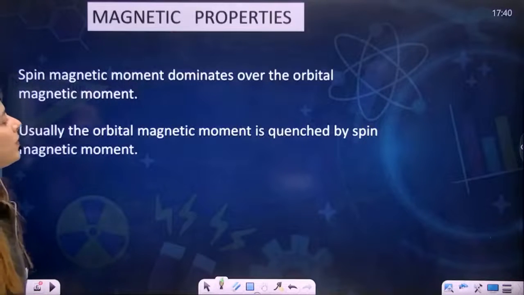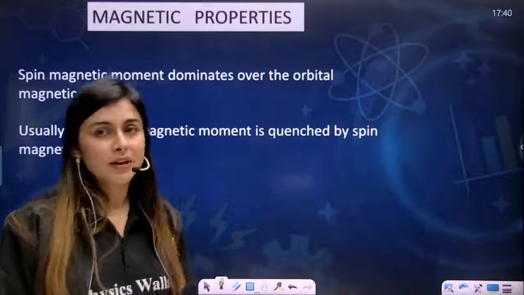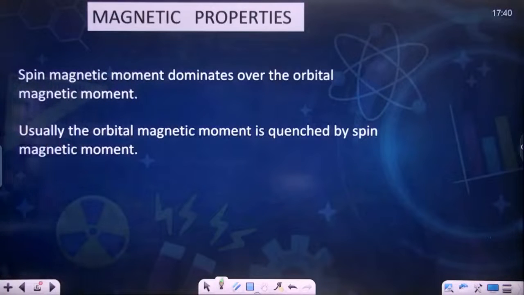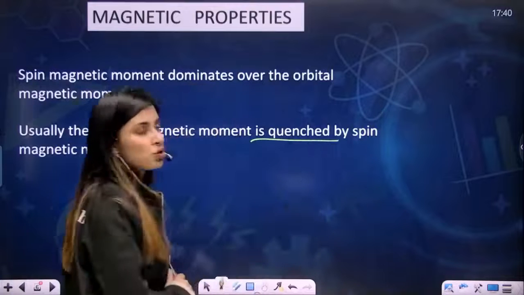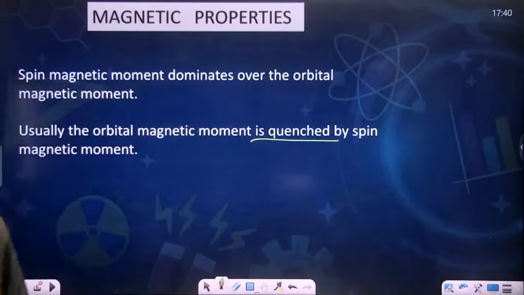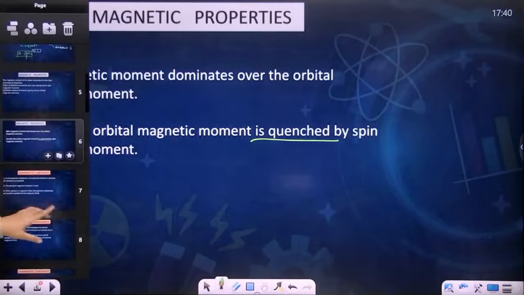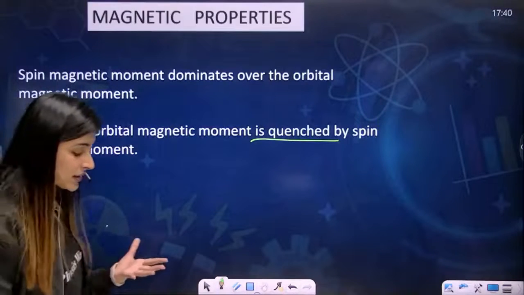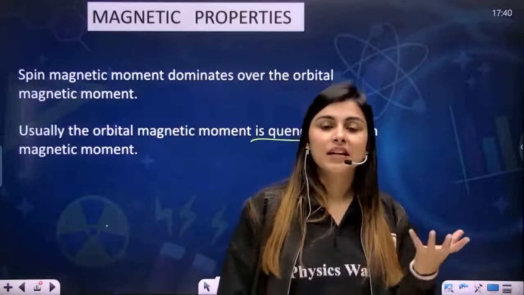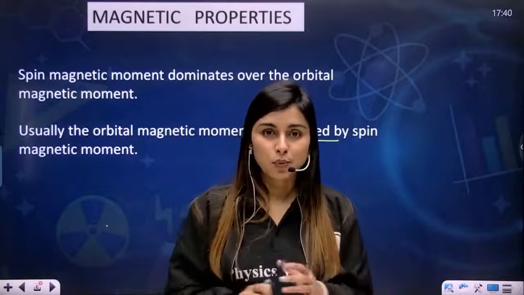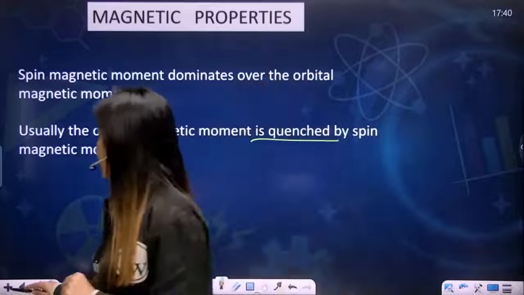Spin magnetic moment actually dominates over the orbital magnetic moment. Usually the orbital magnetic moment is quenched. This is the word that you see in most of the books. Quenched. This means that your spin magnetic moment is dominating over the orbital magnetic moment. Okay. Perfect. I hope you've written it. Now, my dear students, based on the spin magnetic moment, elements can be classified into different types of magnetic properties. Now, we will be discussing each one by one.